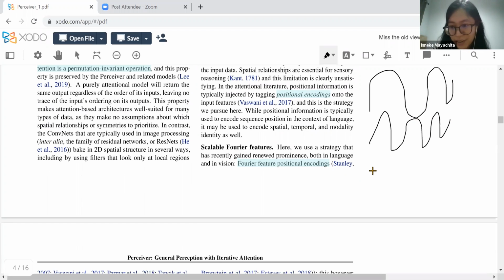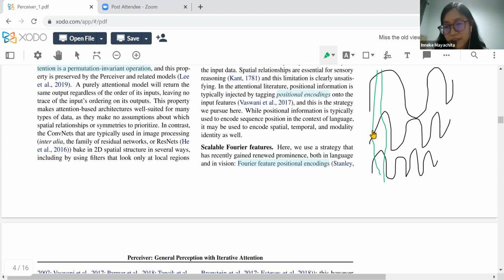Again, I'm sorry for my horrible drawing. We have waves with different frequencies, and the high-level understanding is that, for example, we have a word here, and the next word will be here. The words that are sitting next to each other will have similar numbers in the high frequency waves, but they will have different values in the low frequency waves.